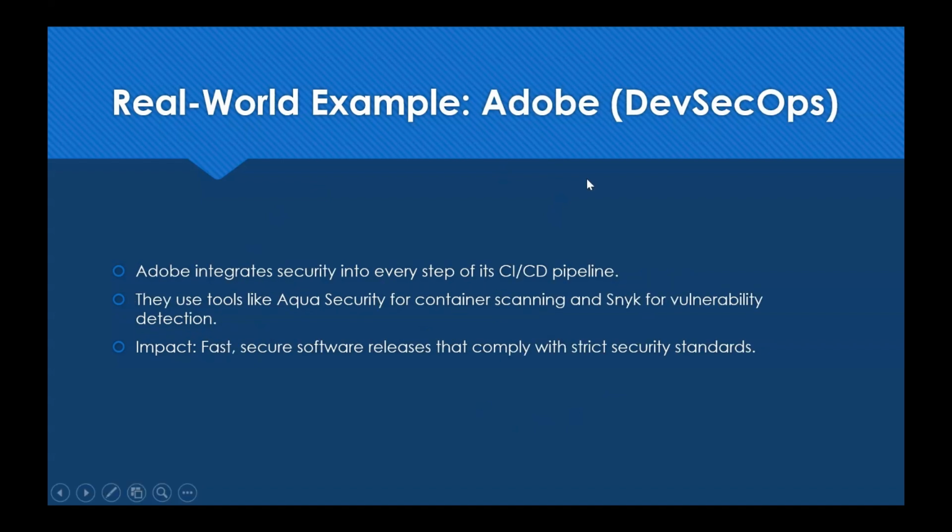Let's take one example of DevSecOps as well. Adobe integrates security into every step of its CI/CD pipeline. They use tools like Aqua Security for container scanning and Snyk for vulnerability detection. What is the impact of this? Fast, secure software releases that comply with strict security standards. So both DevOps and DevSecOps are faster. Generally, we include an additional layer of security in DevSecOps.